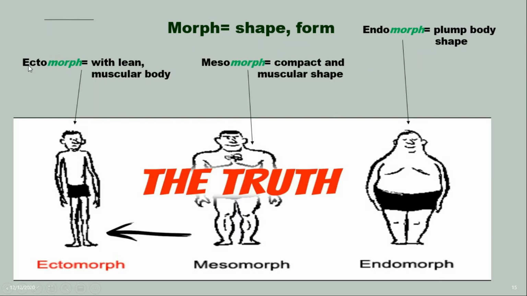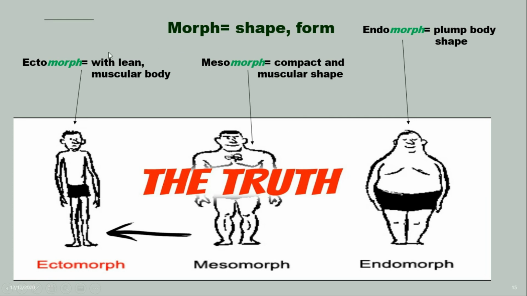Next, look at the word ectomorph. Means with the lean muscular body. Look at this figure, you can easily identify it. And next, mesomorph, compact and muscular shape. Look at this figure, how the figure is. You can easily identify what the meaning of mesomorph. Next, look at the word endomorph, plump body shape. See here, look at this figure. You can easily identify what endomorph is.